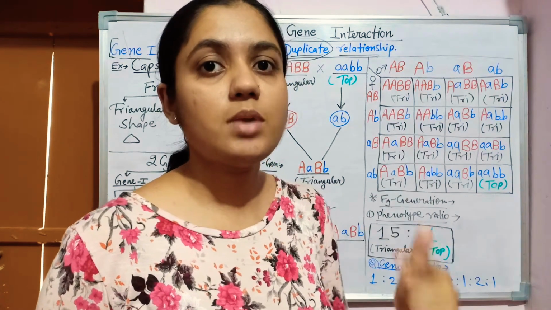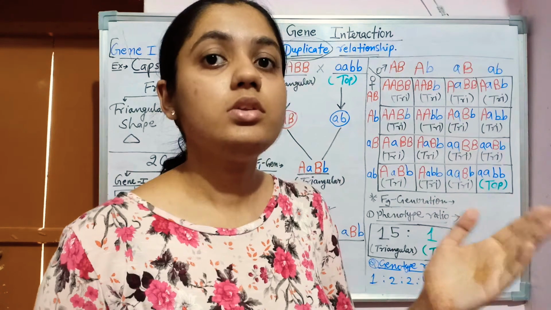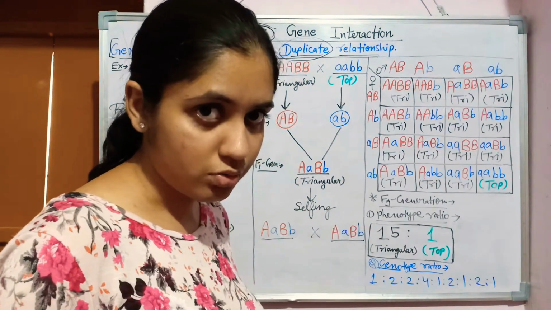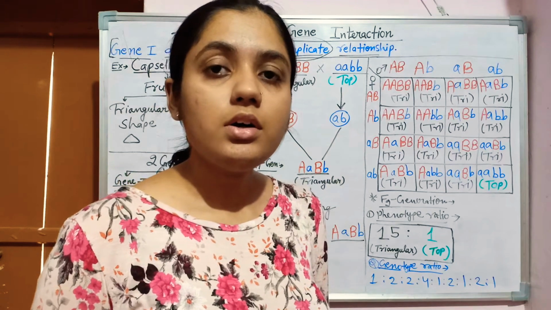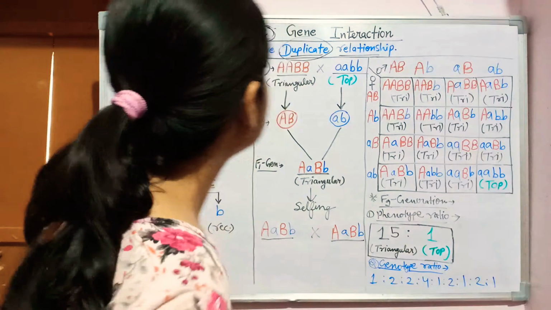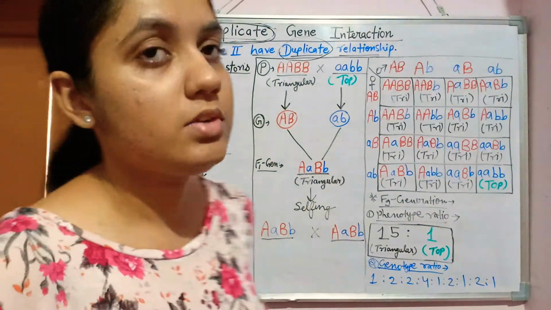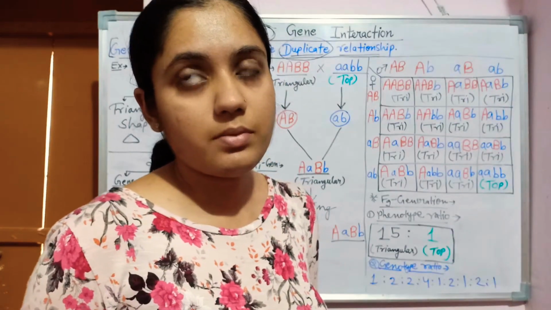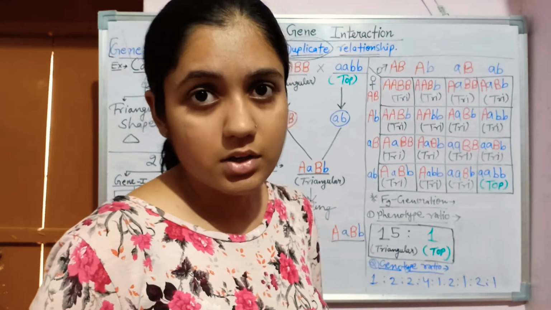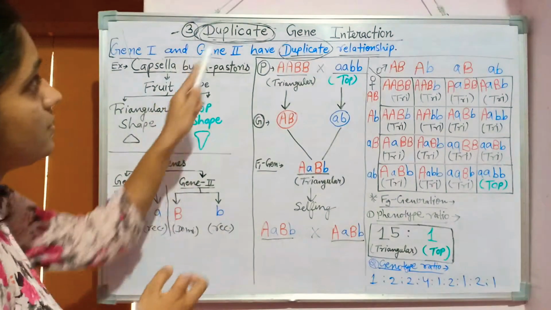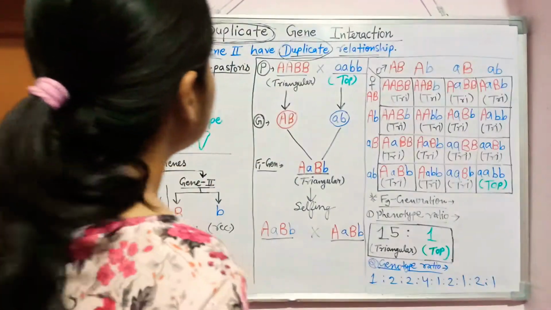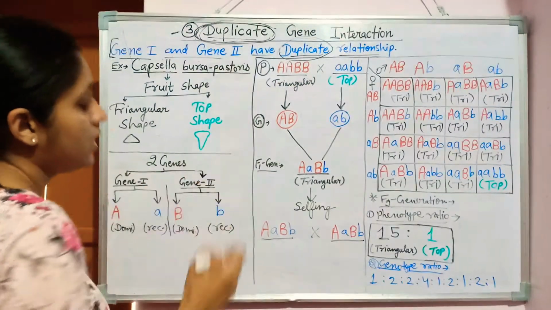these two different genes can be present on the same chromosome at different loci, on homolog 1 and homolog 2, or on non-homologous chromosomes also. So this is the third type. First I have discussed the modifying gene interactions, the complementary second, and the third type is the duplicate gene interaction. Okay, so what is the meaning of this duplicate gene interaction?